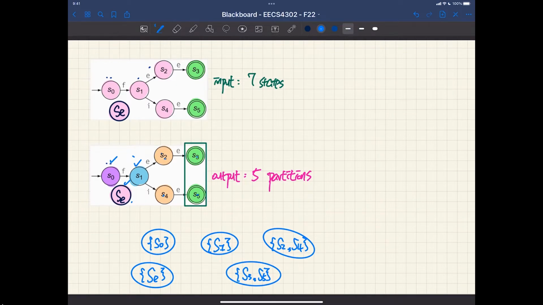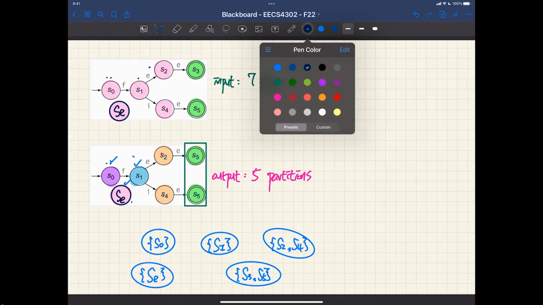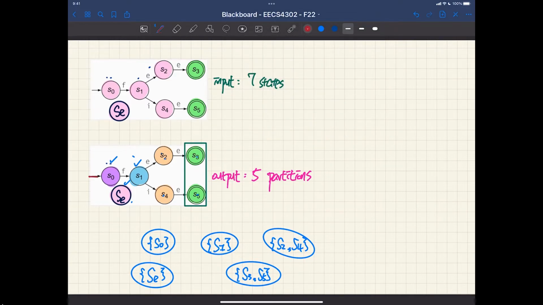Okay. Let's now first of all work out which one should be the start state and which one should be the accepting states. S0 used to be the start state, right? S0 will still be the start state. That one's easy. What about accepting states? As long as the set contains either S3 or S5, they should be accepting. Which means it's going to be just 1. Okay, that's accepting.